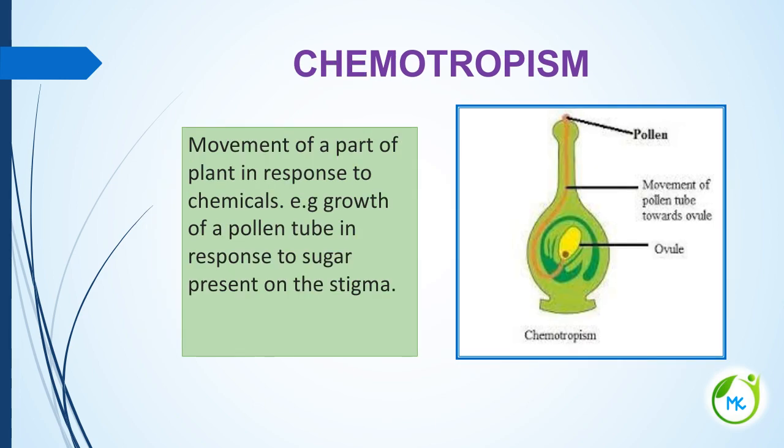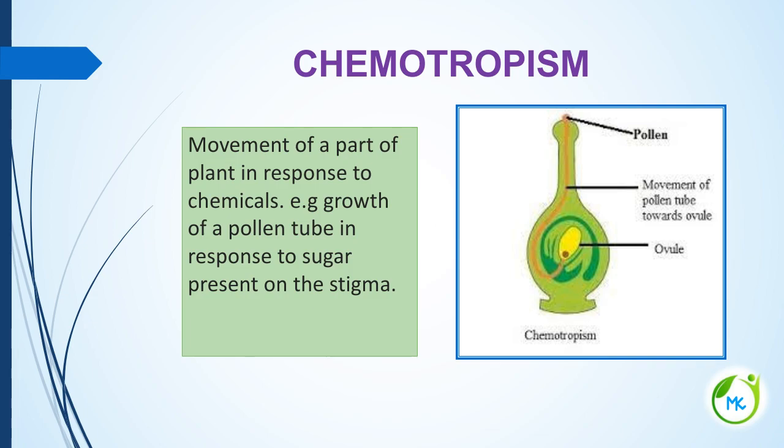And the next kind of tropic movement is Chemotropism. So chemo refers to chemicals. So the movement of a plant part in response to chemicals is called chemotropism. And the example is the growth of pollen tube in response to sugar present on the stigma.